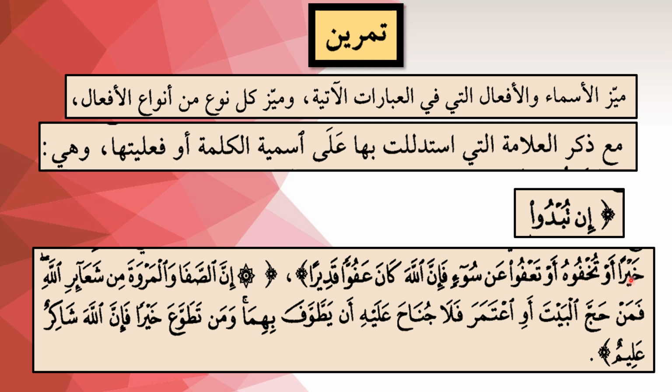Khairan. If you remember the signs of the nouns, the tanween, if there is a tanween, so khairan is a noun. أو تخفوه. So this is the fail. There is a waw al jama. أو تعافوا. So this is also a fail. Waw al jama. And su'in, so there is a tanween. It is a noun. فإن الله كان عفوا قديرا. So these two both are nouns, as you can see the tanween.